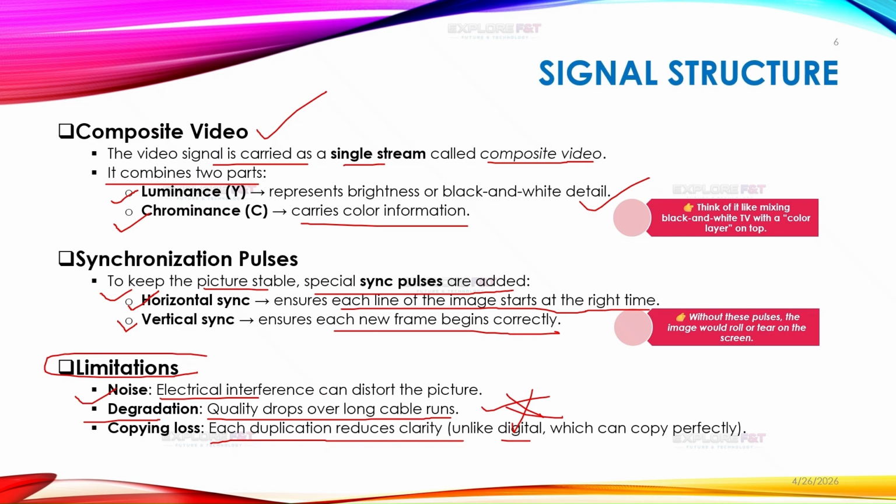Composite video, you can understand it like mixing black and white TV with a color layer on top. And what about synchronization? Without these pulses, the image would roll or tear on the screen. Sometimes you see images that are distorted. This can happen if the synchronization pulses are not in good shape.